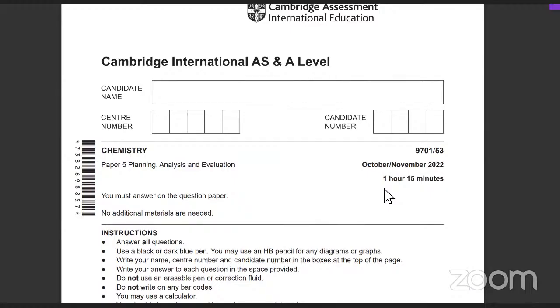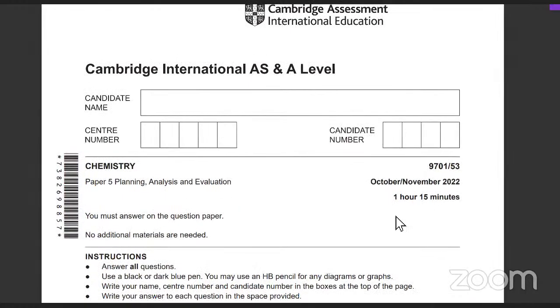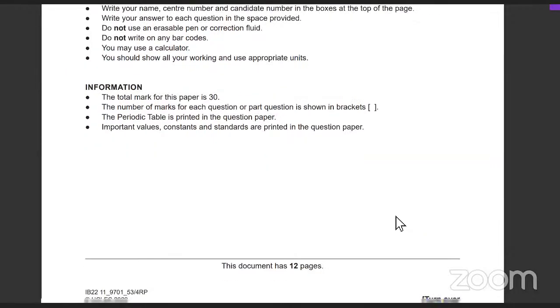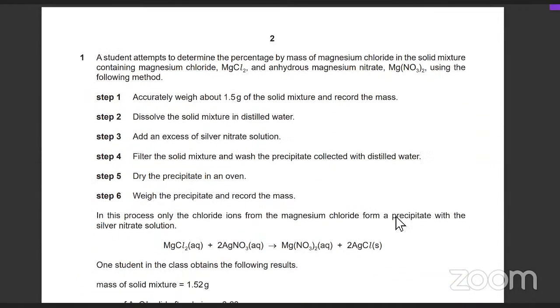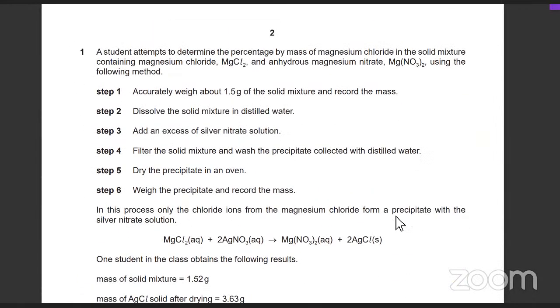Yeah, this one, W22, question paper 5-3. Just two questions, starting with the first question.